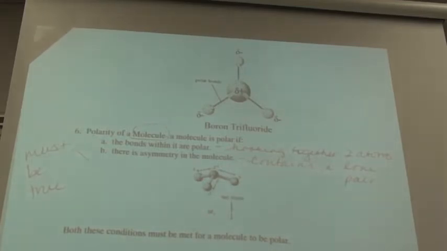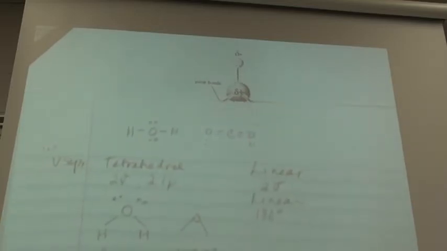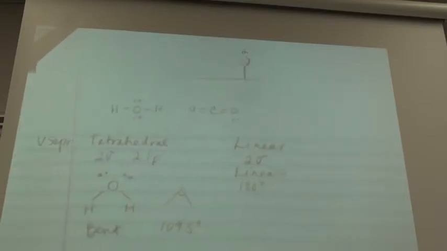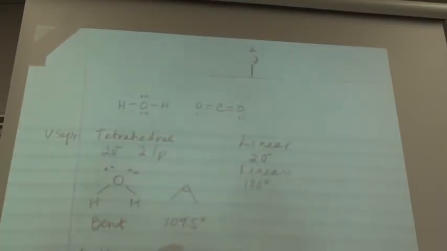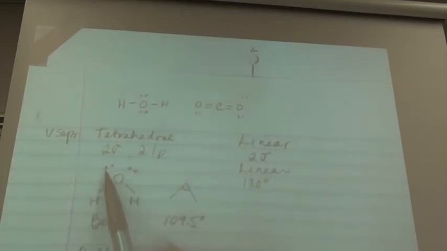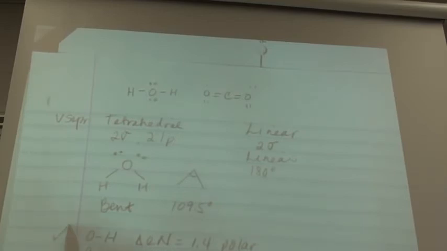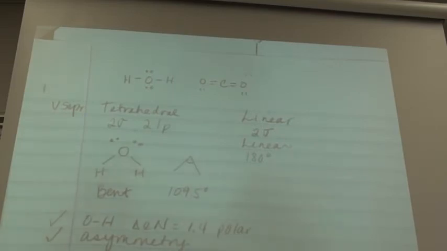So if I were to go back to my discussion of water and carbon dioxide, we decided that the bond between O and H has a delta EN of 1.4, so it does have polar bonds. And around the central atom, remember all we care about is the central atom, do we have asymmetry? Yes, because there are lone pairs. These lone pairs do not cancel each other out. We won't talk any further about that. All you have to do, if it's a lone pair, we're calling it asymmetrical. Test one has been passed. It's a polar bond hooking together the atoms. And the molecule as a whole is asymmetrical, which means it has a lone pair. So this is a polar molecule.